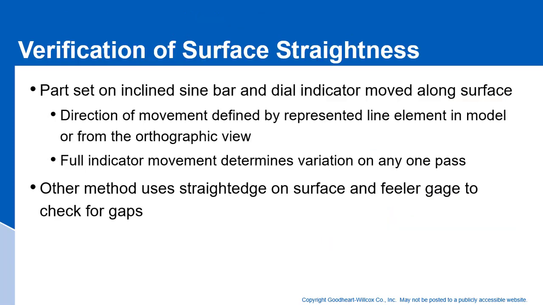One of the ways to do it is part set on an inclined sine bar, and a dial indicator is moved along the surface. The direction of movement is defined by the represented line element in the model from the orthographic views. So the direction is important. And then we'll check the full indicator movement. So let's talk about that for a second before I come back to the other one.